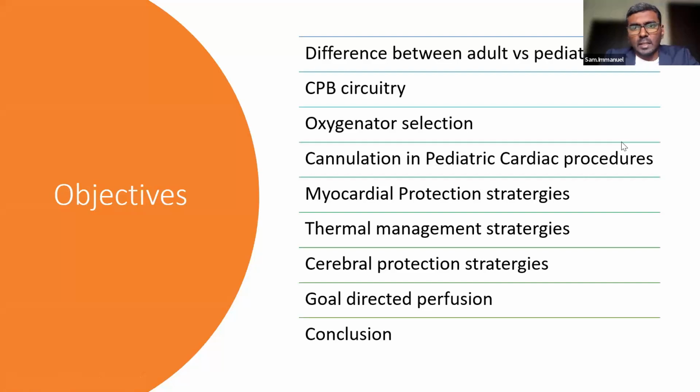So what I'm going to talk about today is the difference between adult and pediatric, the circuit which is needed for a pediatric surgery, oxygenator selection, what the cannulas are and how the technology has improved, what the best myocardial protection strategy is, and how thermal management can be planned for a pediatric cardiac surgery with cerebral protection and also goal-directed perfusion, which is just a revamp of today's whole topic.